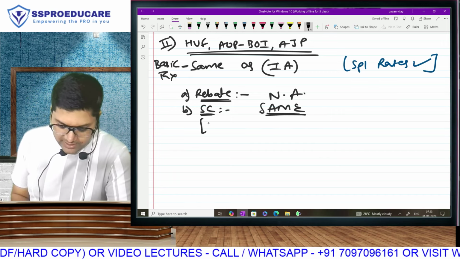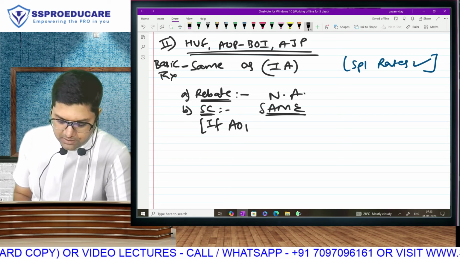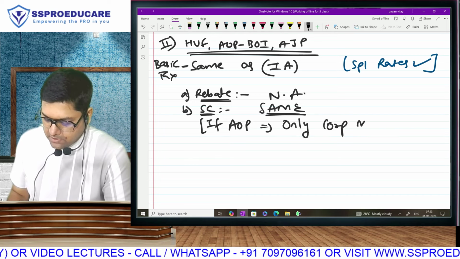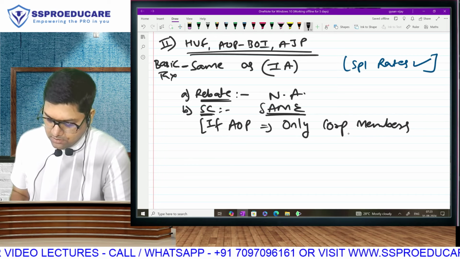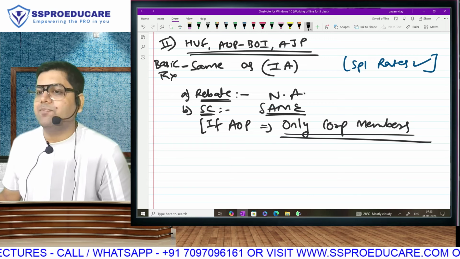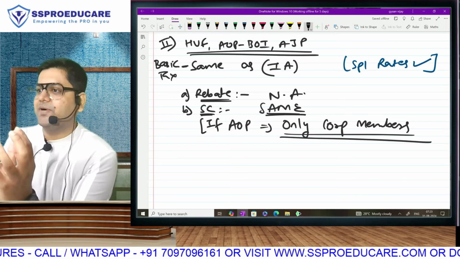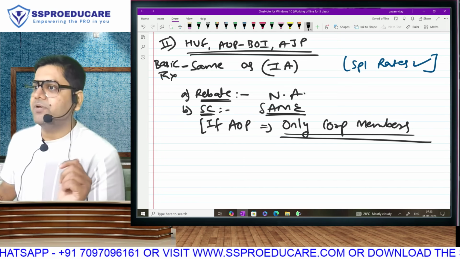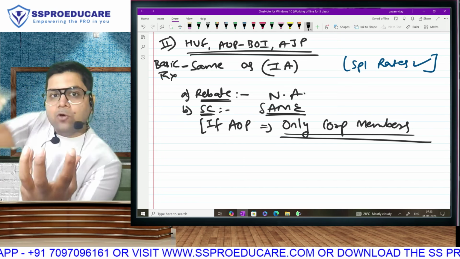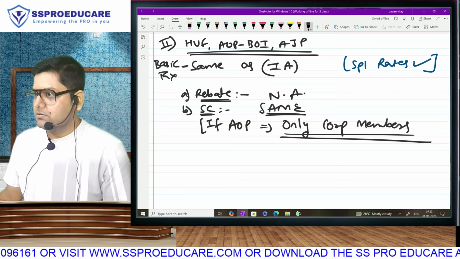Auntie said that if it is an AOP that has only corporate members... see, what is an AOP? A group of persons. So in the Lions Club, everybody is an individual. But what if I tell you there is an organization called the Association of Pharmaceutical Companies? It is an AOP, and who are the members? Pharma companies. It does not have individual members.